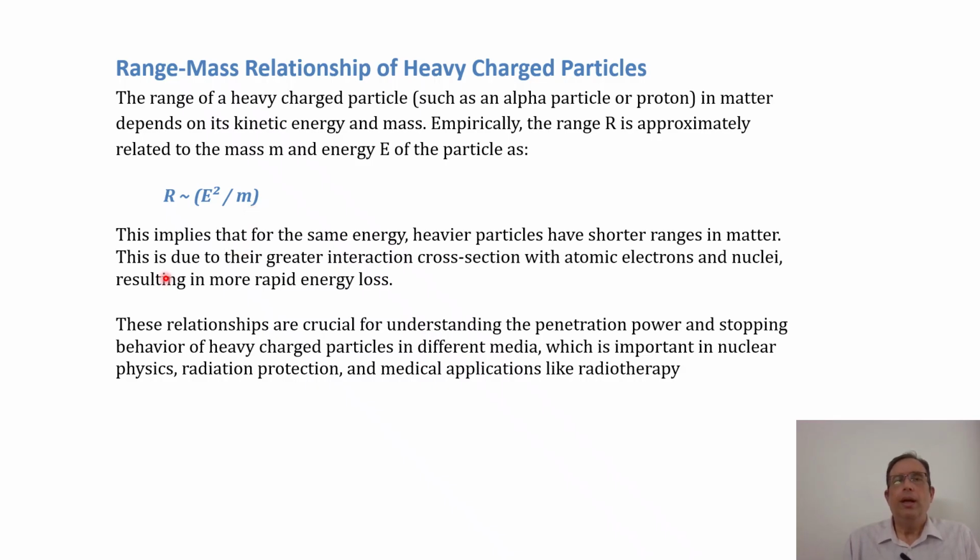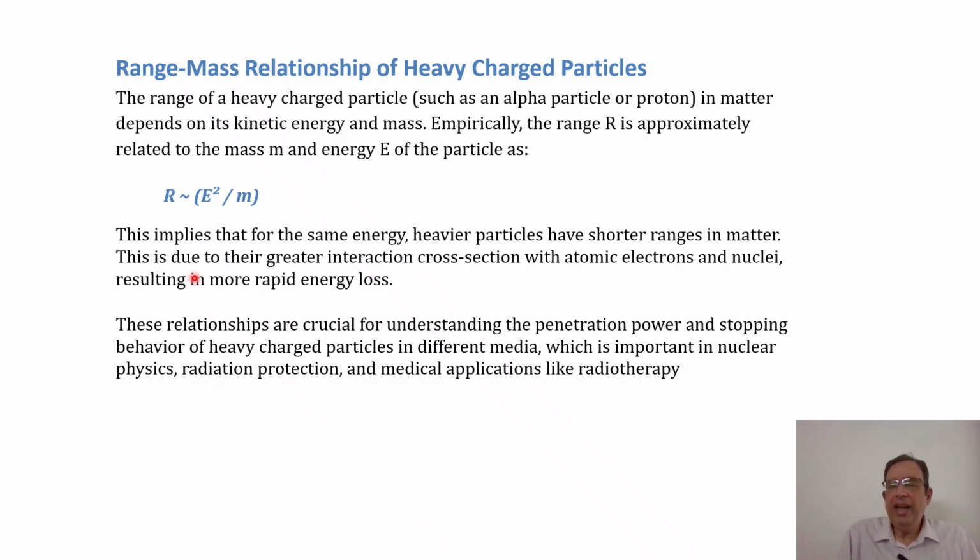So why is it so? Because the heavier ion has a greater interaction cross section with the atomic nucleus, so it results in a more rapid energy loss. The interaction of a heavier ion with the atoms of the medium is more probable for heavier ions. So the cross section is higher, and so it deposits its energy more rapidly.